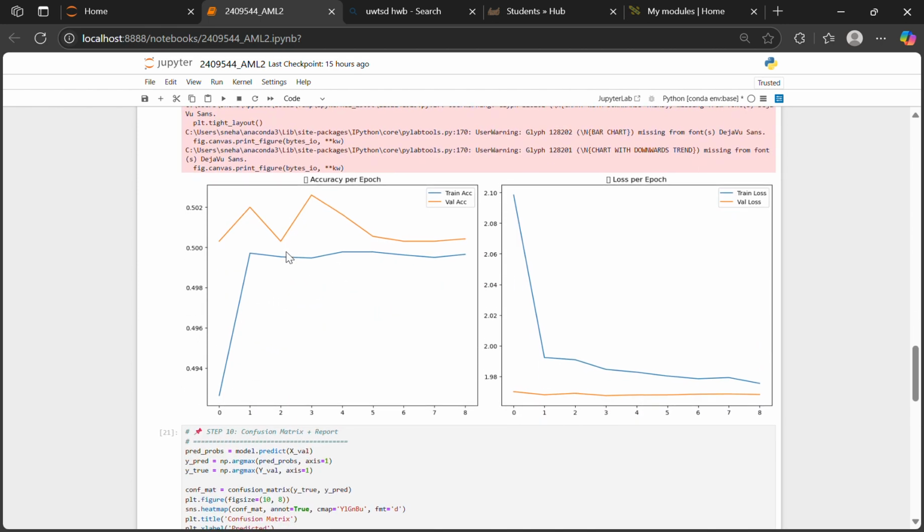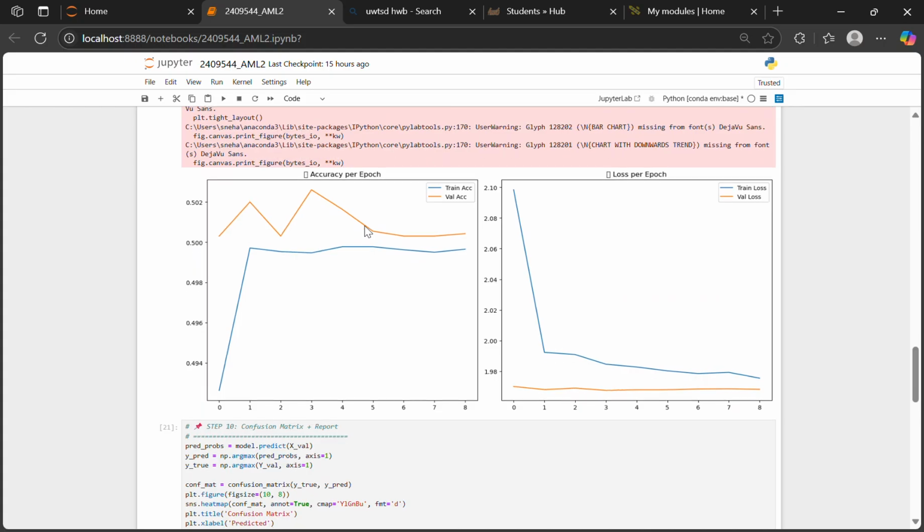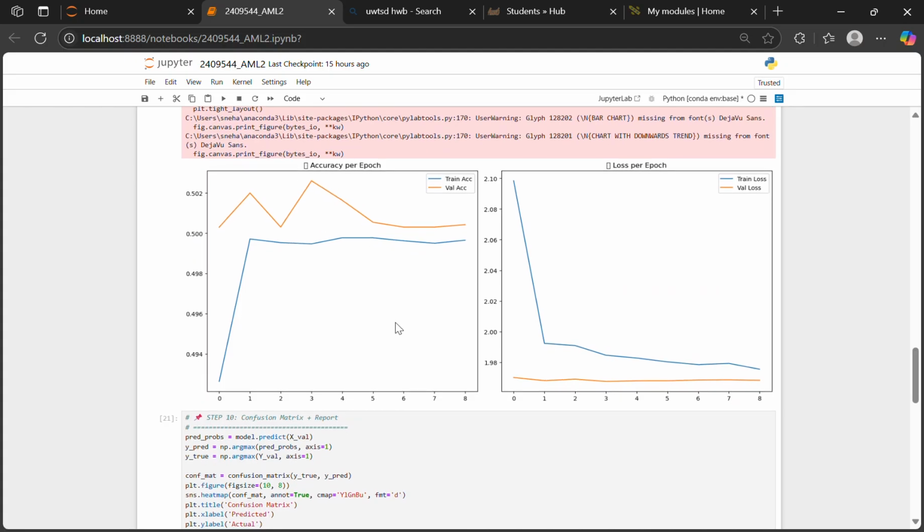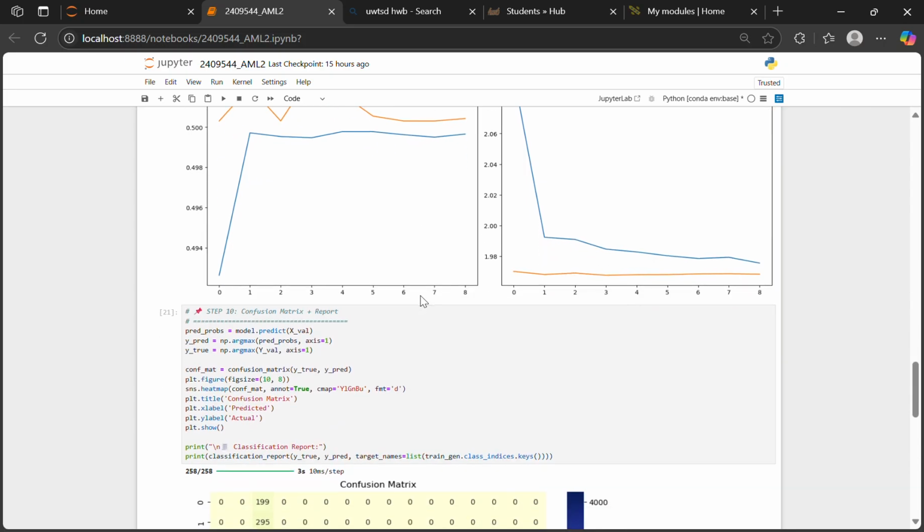We can see the two charts. One is accuracy per epoch and one is loss per epoch. Both charts are in very different positions, so we can clearly detect this.